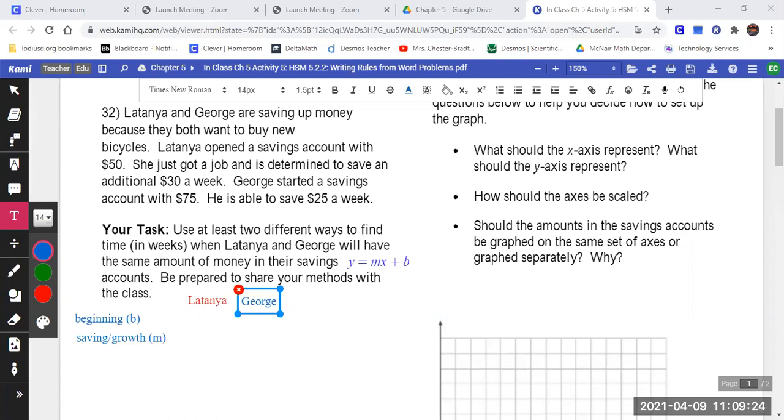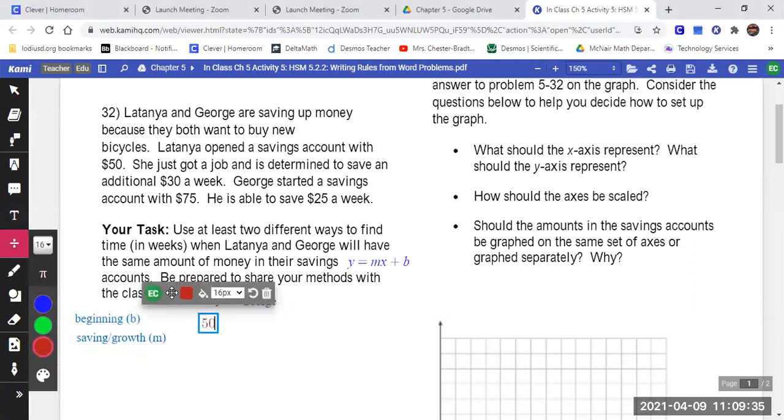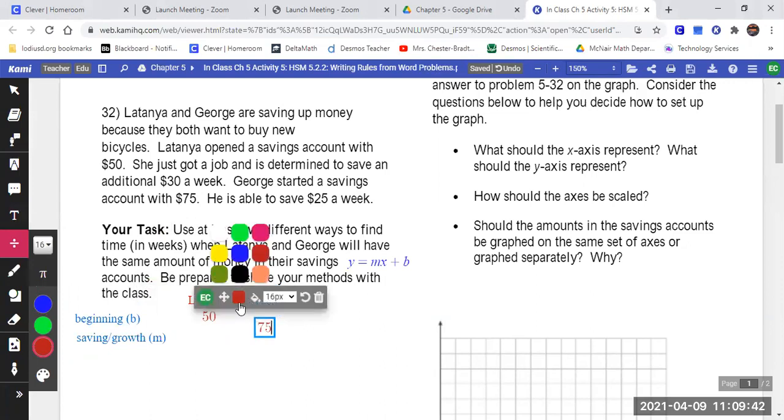What is George's beginning? 75. So LaTanya's beginning at 50. George is beginning at 75. I am intentionally color coding them 2 colors, okay, because we're going to be ending up graphing them, and to have them different colors makes it more helpful.